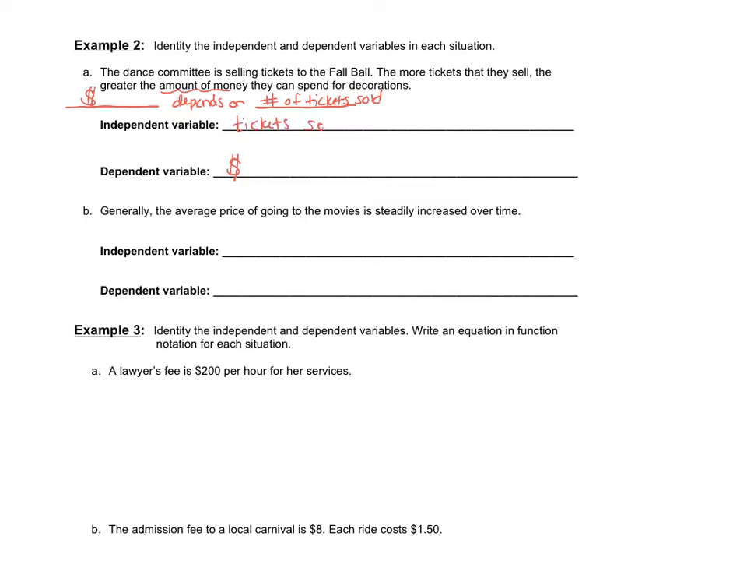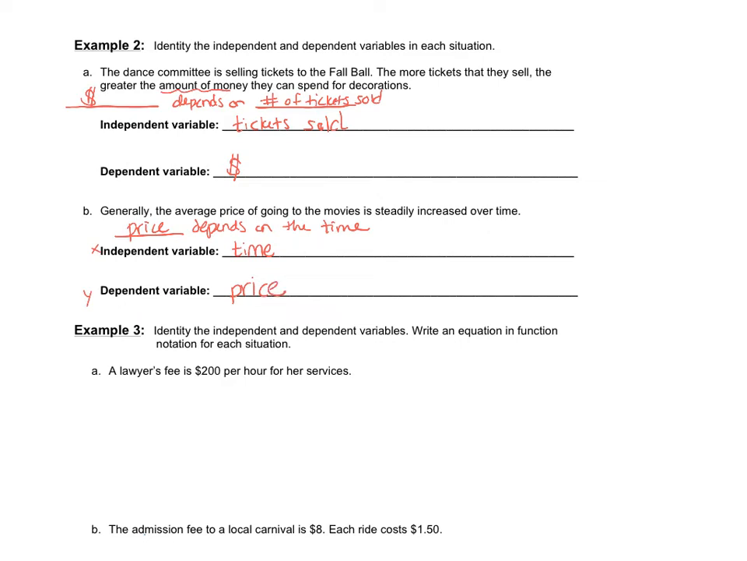And sometimes you can argue these, so we can talk about them more in class. Generally, the average price of going to the movies has steadily increased over time. So does the price depend on the time, or does the time depend on the price of the movies? Well, if the price of the movies is steadily increasing over time, then the price depends on the time. So in this case, the time is the independent variable, which would be the x, and the dependent variable, the y value, would be the price.